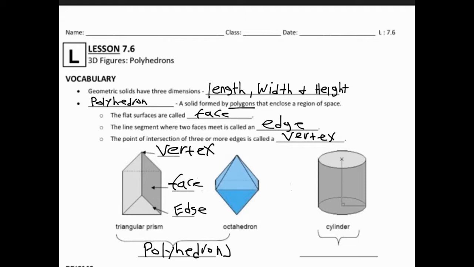But now if we look over here at this cylinder, this is not going to be a polyhedron because it's not made up of completely flat polygons. It has a curved surface. So basically, the difference between a polyhedron and not a polyhedron is that a polyhedron does not have any curved surfaces. This one over here has a curved surface, so it's not a polyhedron. Remember, polyhedrons are made up of flat surfaces.